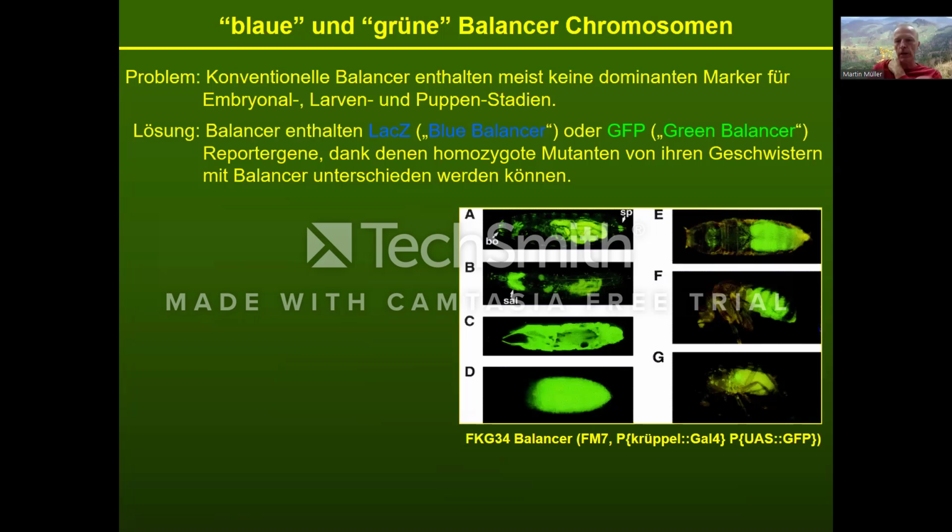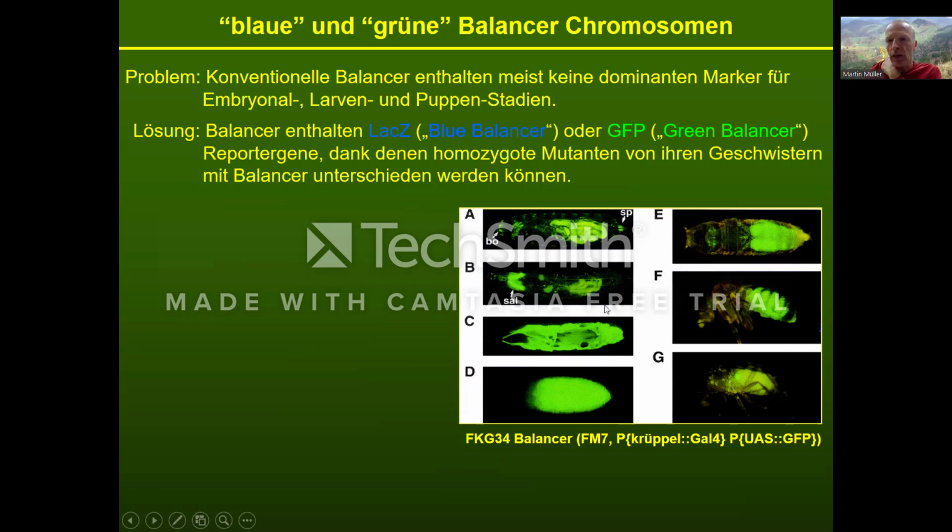Later, when people found that GFP can be introduced into flies and many other animals, of course, so-called green and blue balancers were created. The blue balancers have a copy of the lacZ gene, which you probably know from your microbiology block course. If you have lacZ in there, you can add a substrate and the tissue will turn blue. This is for fixed material. If you want to work on live material, with GFP you can see it under the fluorescence microscope.